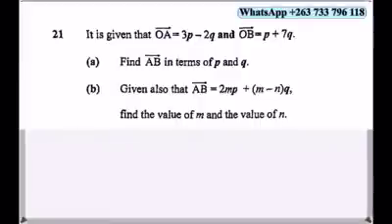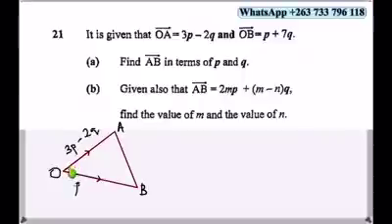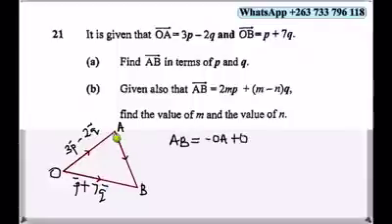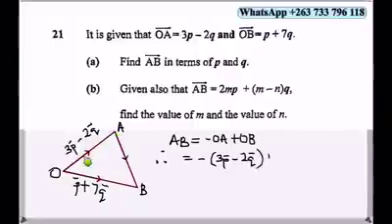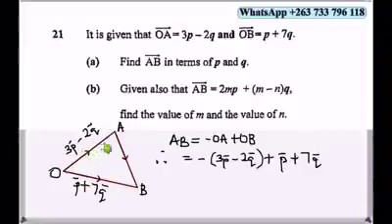Then for number 21, it is given that vector OA is equal to 3p minus 2q and OB is equal to p plus 7q. Find the vector AB in terms of p and q. So we draw a diagram to represent the vectors. OA is 3p minus 2q, and OB is p plus 7q. So AB wants to come from A to B. So we first go back to O, then go to B. These are negative since we are going against the arrow, then this is positive since we are going where the arrow is going.